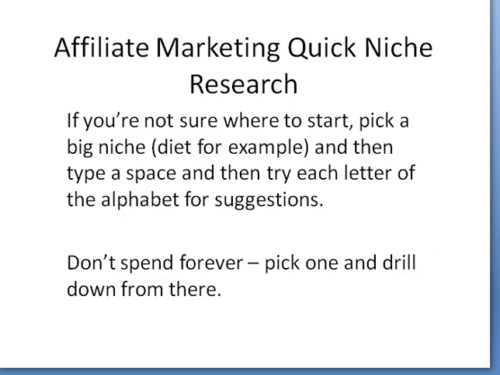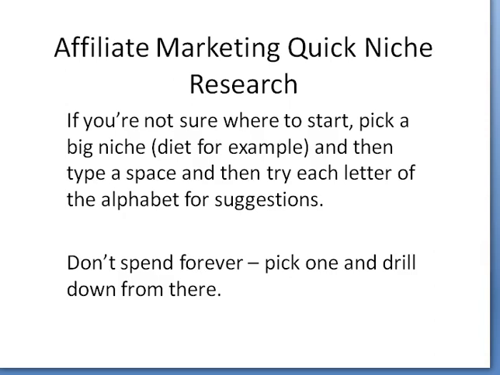And if you're not sure where to start, pick a big niche. Let's say diet, for example, then type a space and then type each letter of the alphabet for suggestions. Start with A or any other letter. Go across your keyboard. It could be QWERTY, could be anything like that. Just one letter at a time.